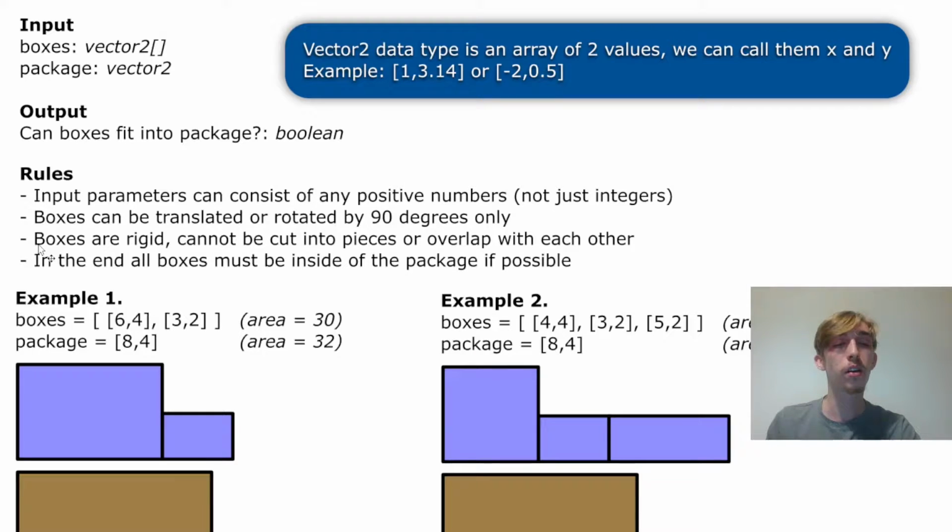Now is the third one, which says that boxes are rigid, cannot be cut into pieces or overlap with each other. And the last one is, in the end, all boxes must be inside of the package if possible. Obviously, sometimes they do not fit. Let's go to some examples that will make it all clear.